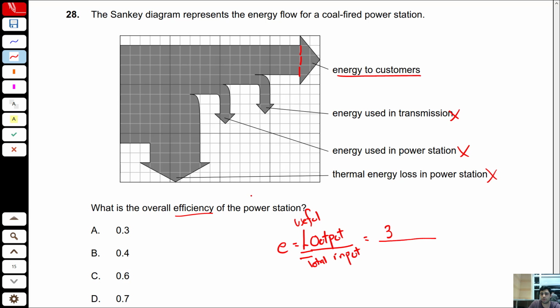And the total energy input is how many boxes? 1, 2, 3, 4, 5, 6, 7, 8, 9, 10. So it's 10 boxes. So 3 divided by 10 is 0.3. So the efficiency is 0.3. Efficiency is the useful output work divided by total input energy supply. Yeah.